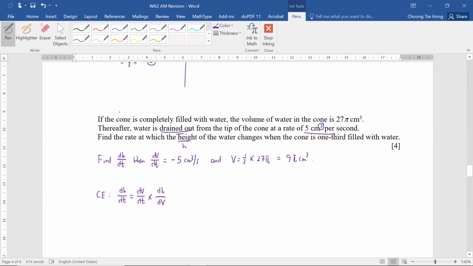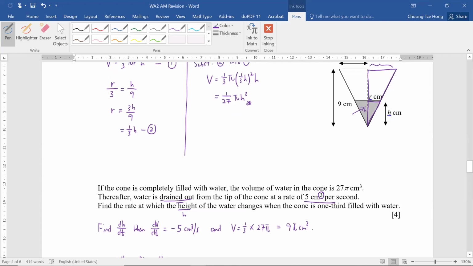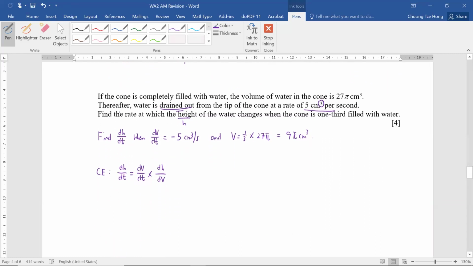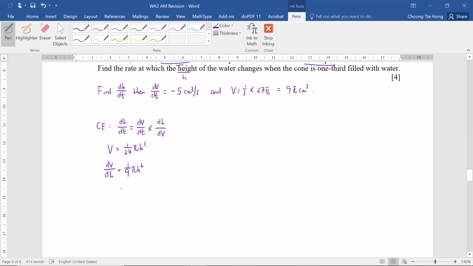Remember in the first part of the question, we have found V to be 1 over 27 pi h³, right? So we can differentiate that to get dV over dH. Then all we need to do is to inverse that, and we get dH over dV. So dV over dH will be 3 times down, so 3 times 1 over 27 becomes 3 over 27, so that will be 1 over 9 pi. Then reduce the power by 1. So in other words, dH over dV will be 9 over pi h², right?